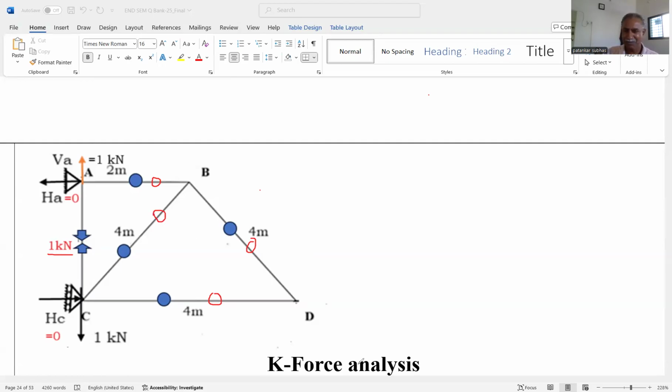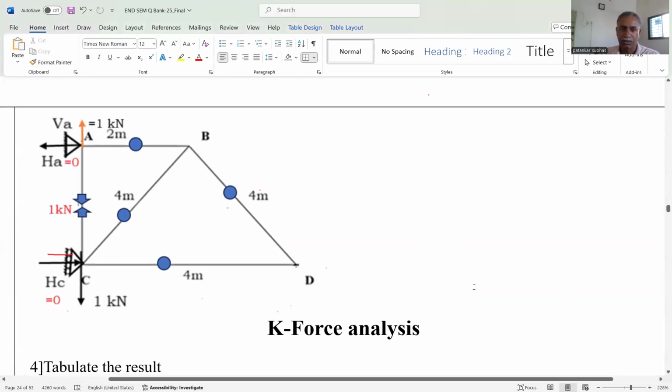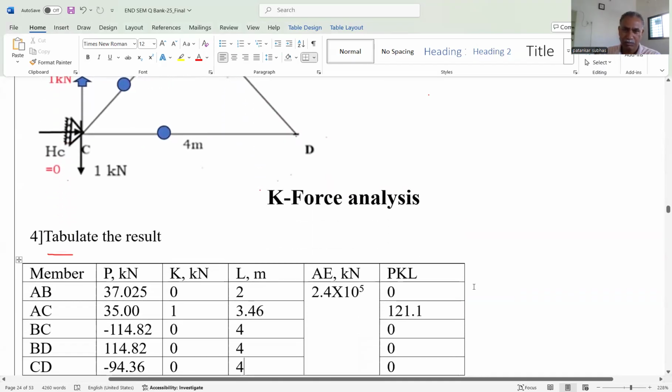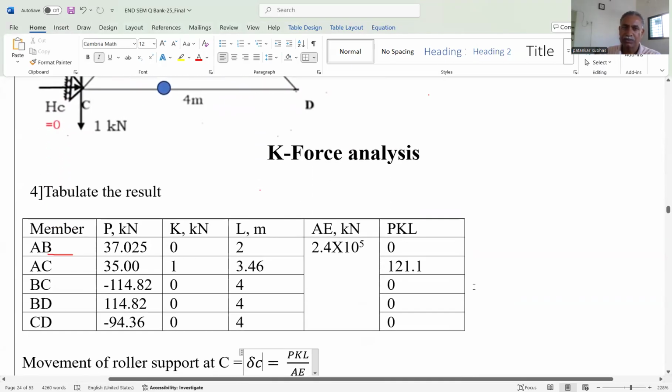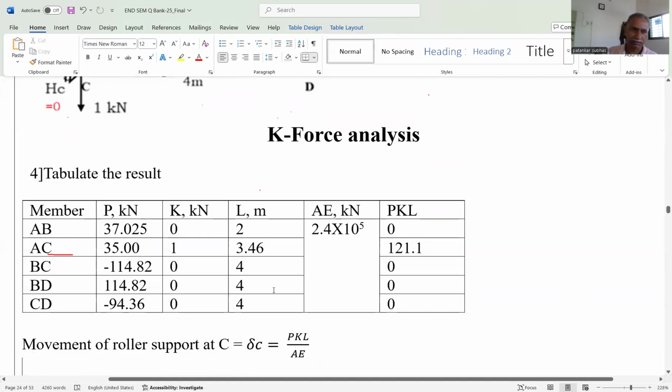And that's why this is the K force analysis, which is very simple. Simple to understand and simple to get the forces in all the members. But the only important thing is our observation. If we observe the figure, we get most of the forces without considering the joints. You just observe. And after K force analysis, step number 4 is tabulation. Tabulate the results. So there are 5 members: AB, AC, BC, BD, and CD.